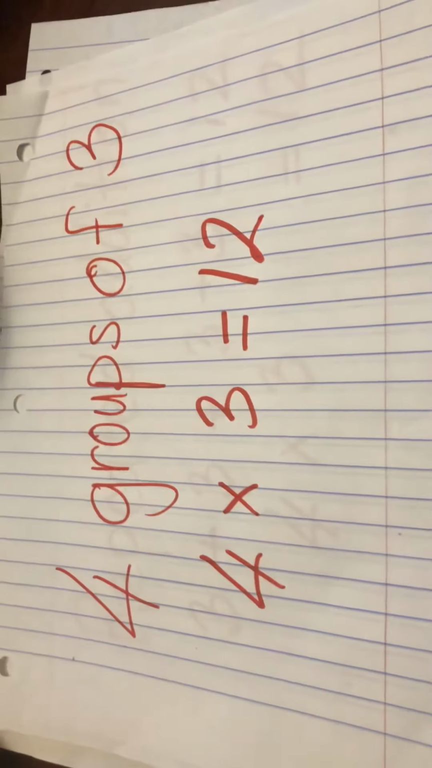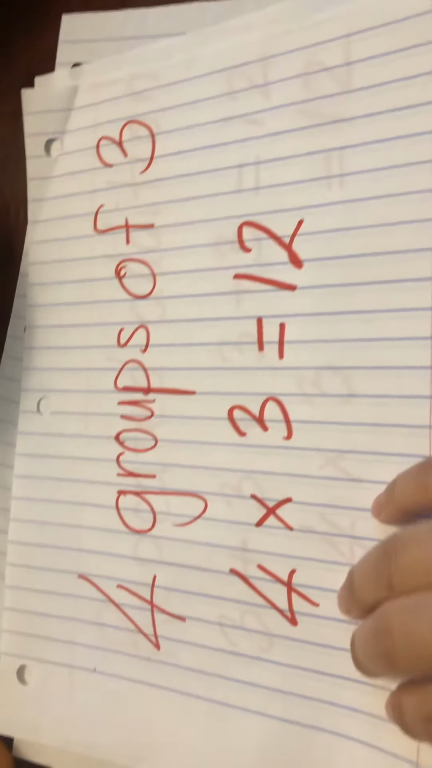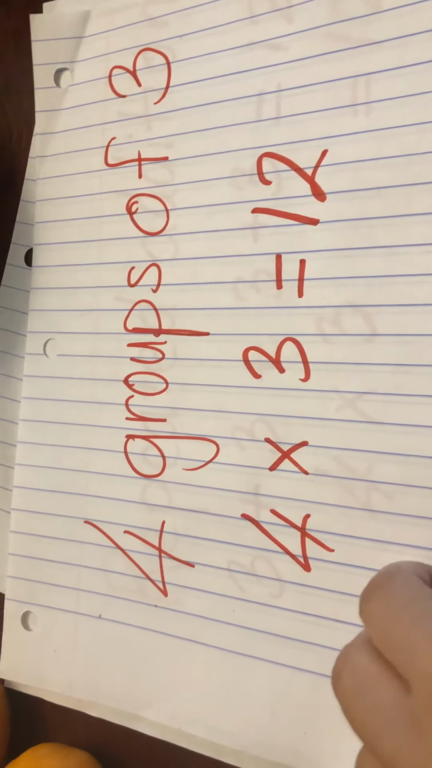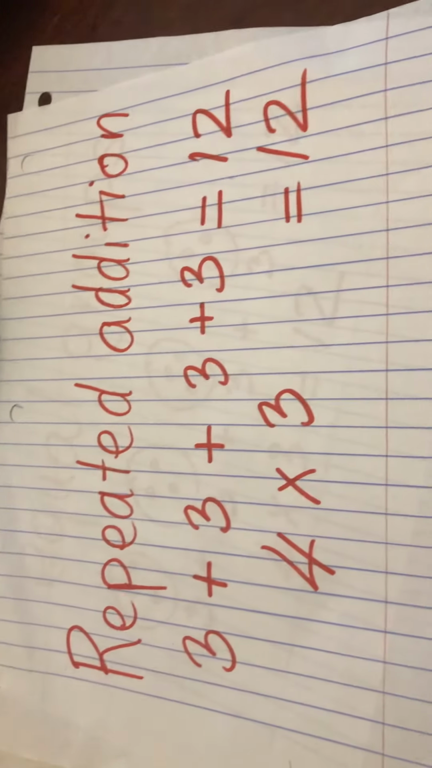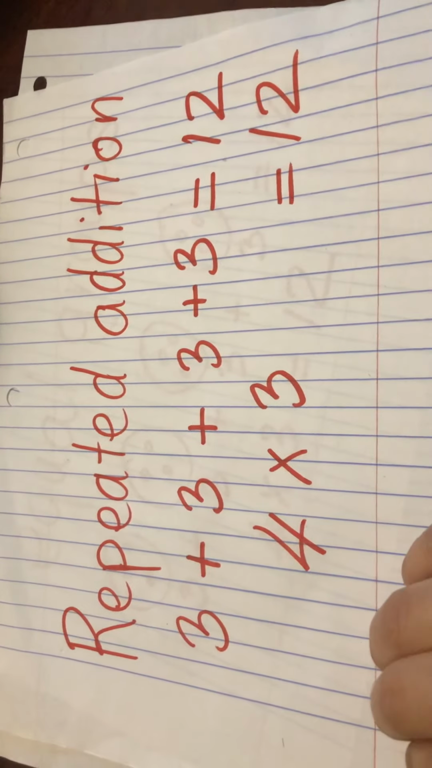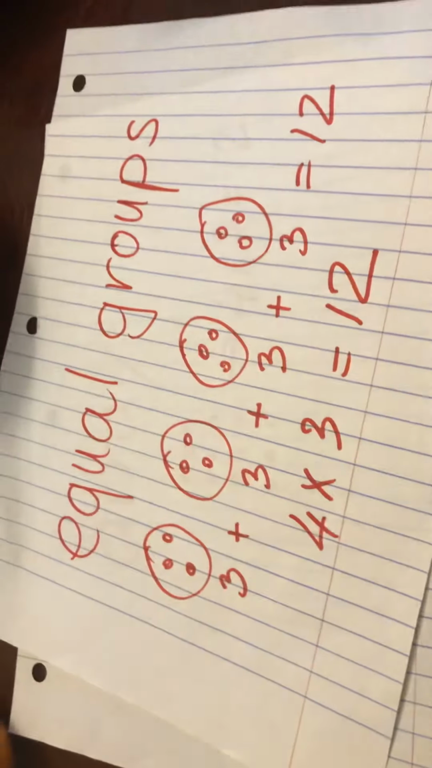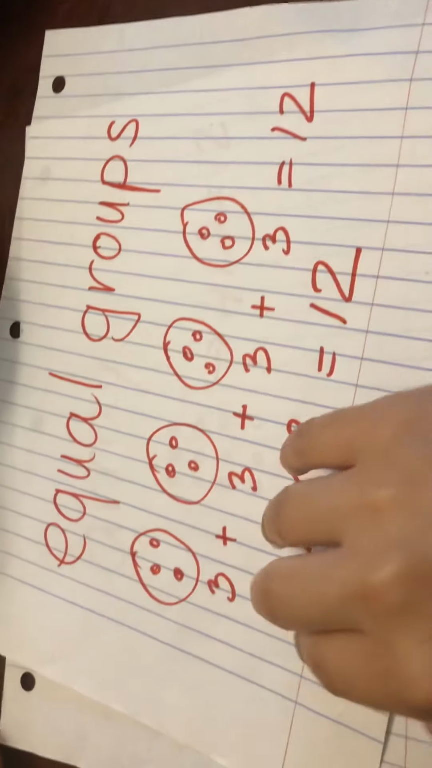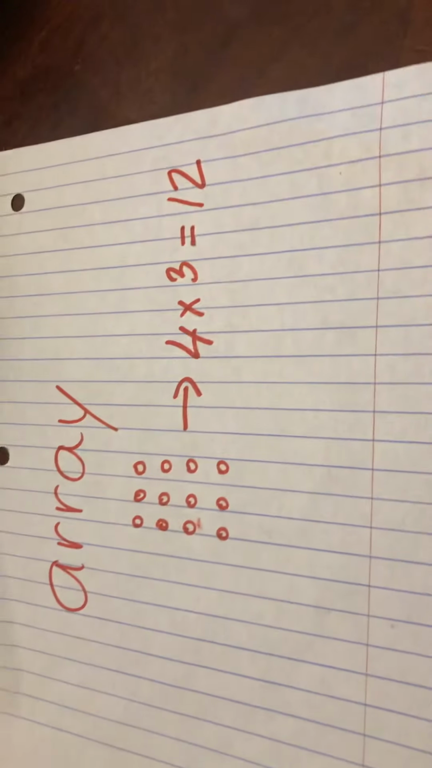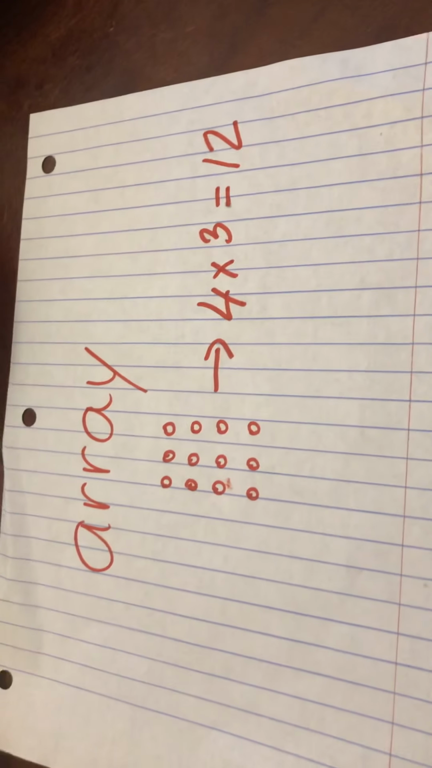So I'm going to go over it real quick. For 4 groups of 3, we can represent it by repeated addition. We can represent it by equal groups. And we can represent it by drawing an array.